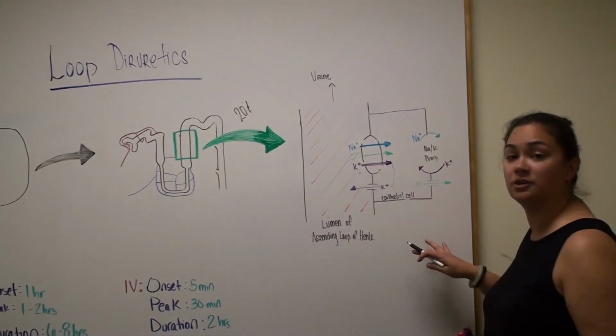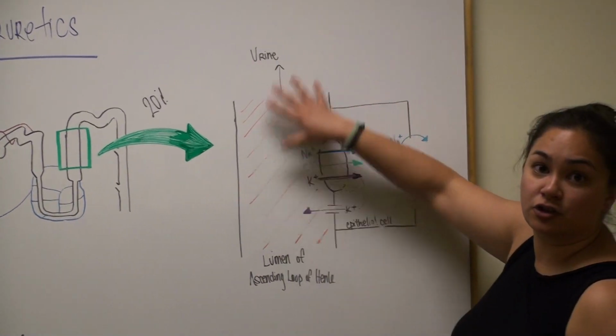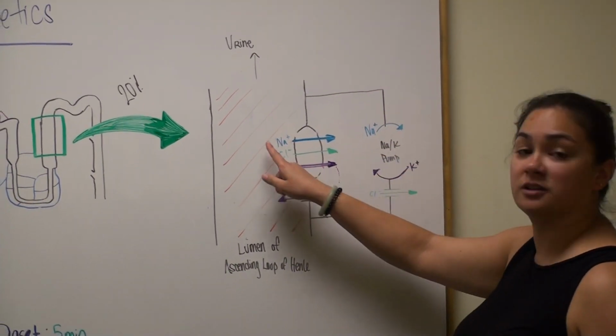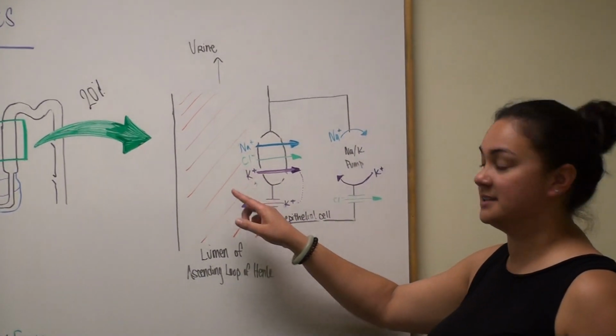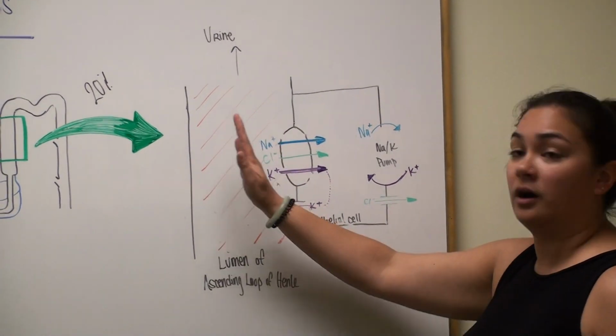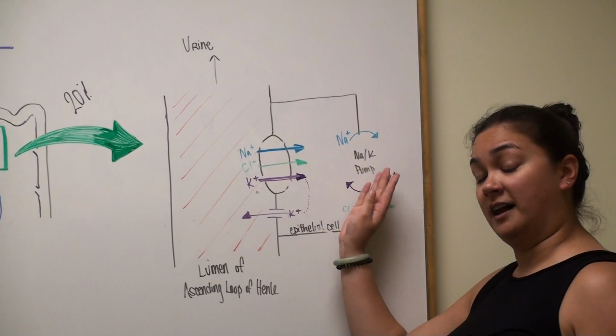When you take a closer look at what's going on in the cell, here we have the ascending loop of Henle, and there's urine already in here. Normally you have a transporter that transports sodium, chloride, and potassium ions out of the urine so that the body is retaining those ions, and the water is moving along with that. Wherever those ions go, water will follow.